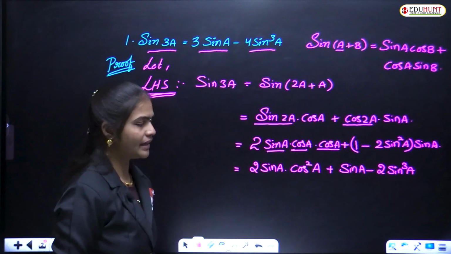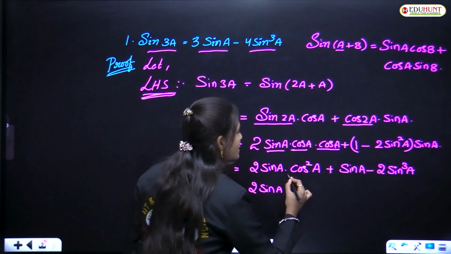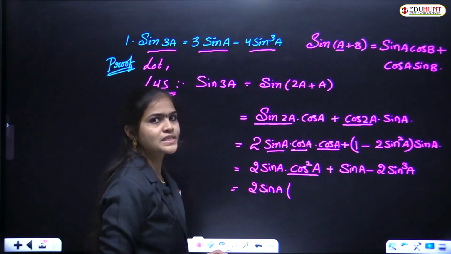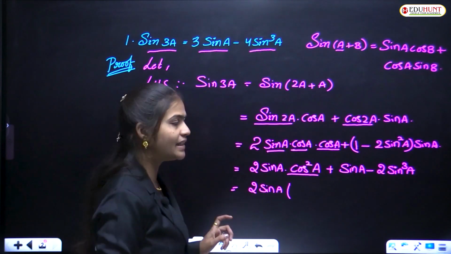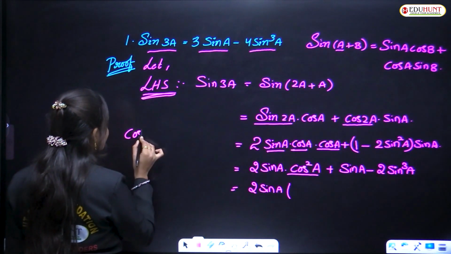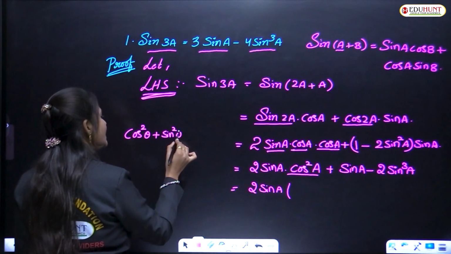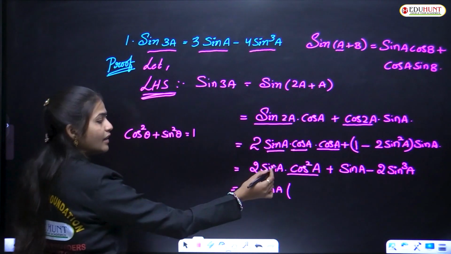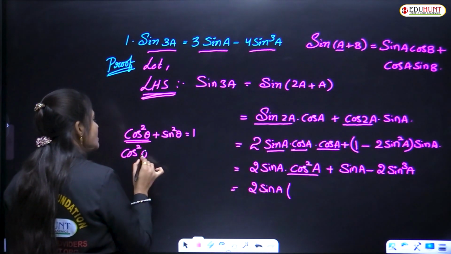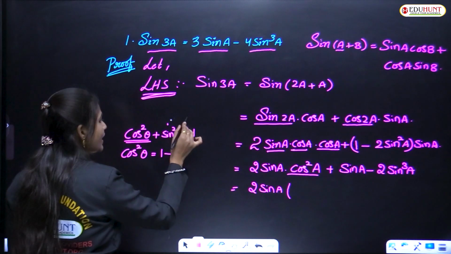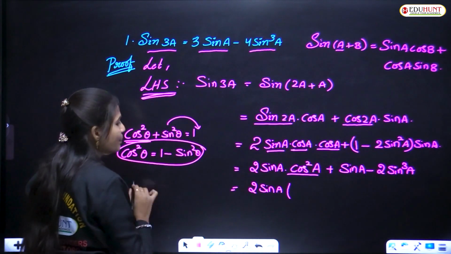2 sin cube A. Now see here, 2 sin A into cos square A. Cos square A in terms of sine. Whenever we have this type of terms, we have to go for identities. What is the identity which is related to cos and sine? Cos square theta plus sin square theta is equal to 1. So here we already have a cos square term. How can we write cos square theta? Cos square theta is equal to 1 minus sin square theta. So this formula we have to apply here.